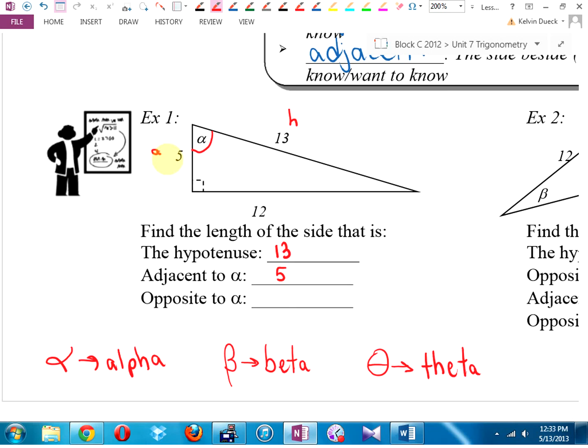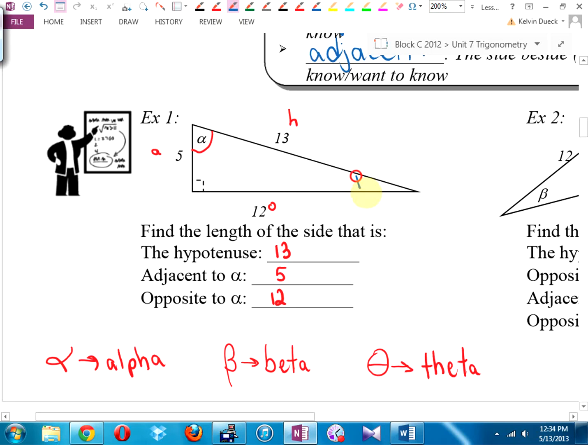Opposite, Simi and I are opposite each other, are across from each other, facing each other. Which side is facing angle alpha? 12. Let's put a little O right there. 12. And then put your pencils down for 1 second.